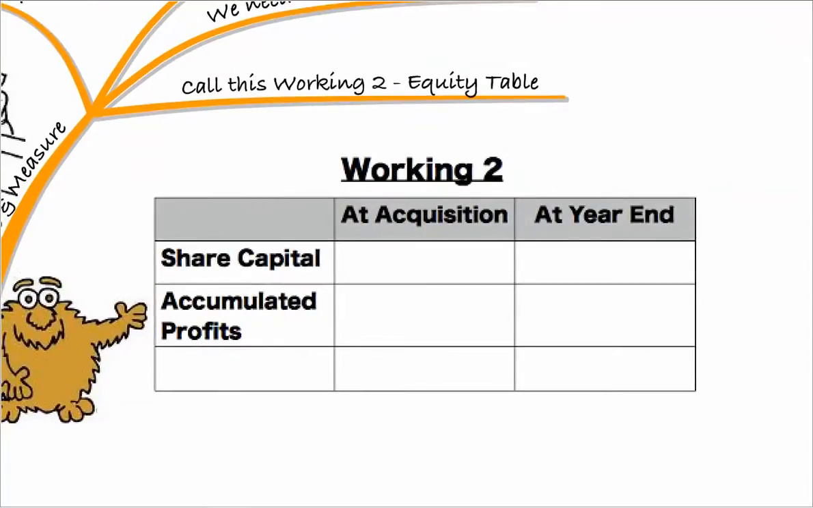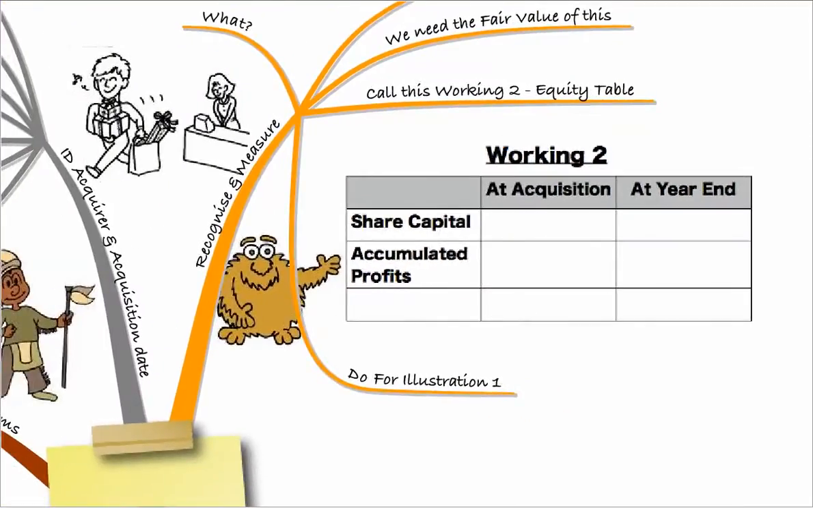So what we did was we got the value of the share capital and the accumulated profits in the subsidiary, and we got those at the acquisition date and at the year end, and we got the total for each of those. So that was our working 2, and we then went on to do that for our illustration 1 in our workbook.